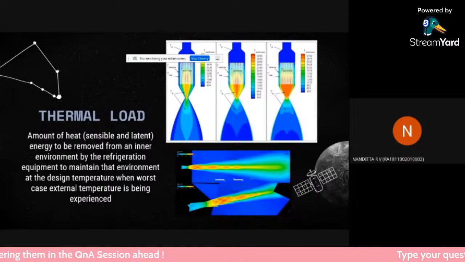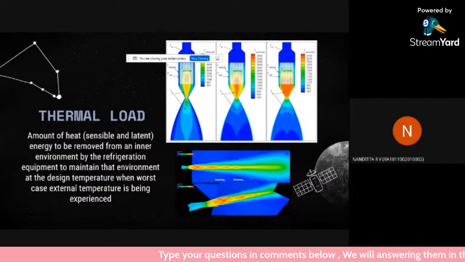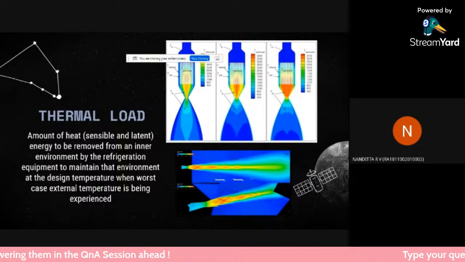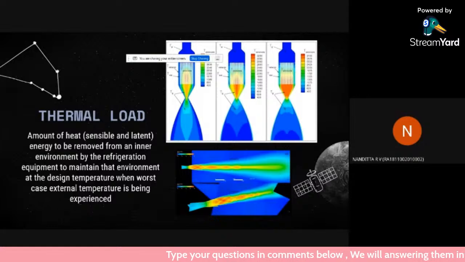Finally, we are coming to thermal load. What is thermal load? Thermal load is the amount of heat, which is sensible or latent heat energy, which is to be removed from an inner environment by refrigerating equipment, like pumps, to maintain the environment at the designed temperature when the worst case external temperature is being experienced. That is when we have unexpected environments which we need to face.